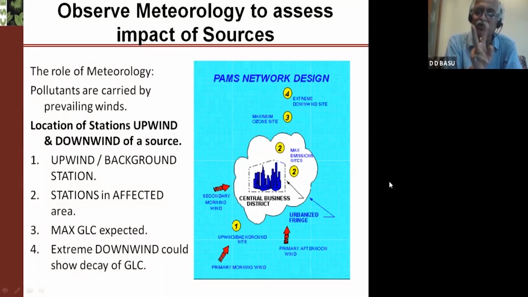Observe, there are 2 stations signaled at number 2, because the direction of the wind is changing. As a result, 2 stations are considered as number 2, in two places. And there is the 3, that is the maximum GLC expected. And 4 is where the extreme downwind could show decay of GLC. That means where the impact of the air pollution is low compared to 3. So this is observed meteorology to assess the impact of the sources. Next.